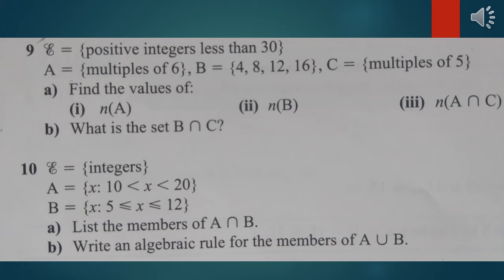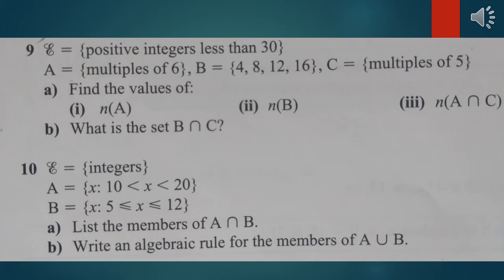Then part B: what is the set B intersection C? You can see 4 is not in both, 8 is not there, 12 is not there, 16 is not there. That means B intersection C is also a set, but no elements belong to it. Therefore, it is a null set.